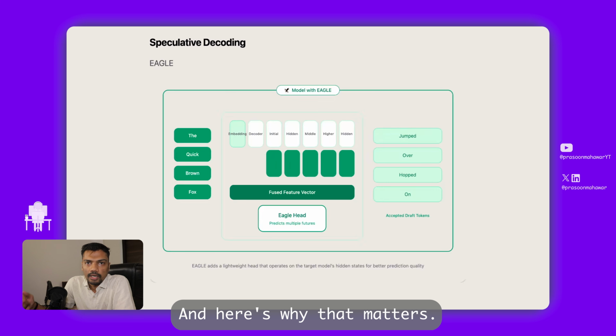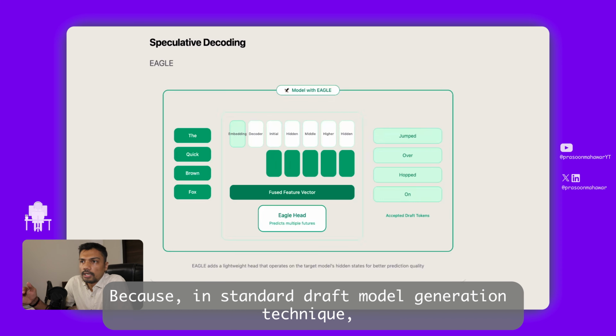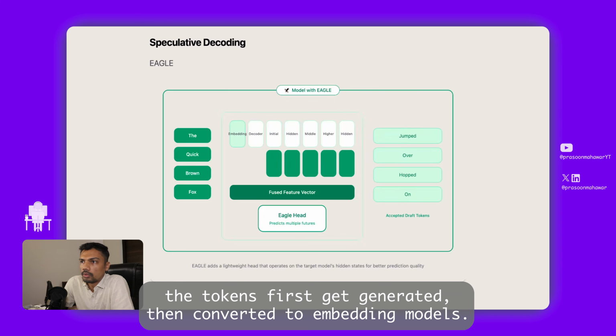And here's why that matters: in the standard draft model generation technique, the tokens first get generated, then converted to embeddings.